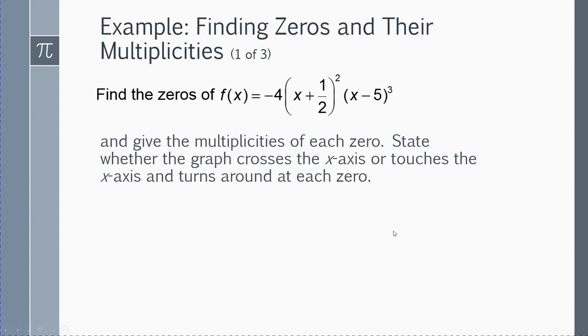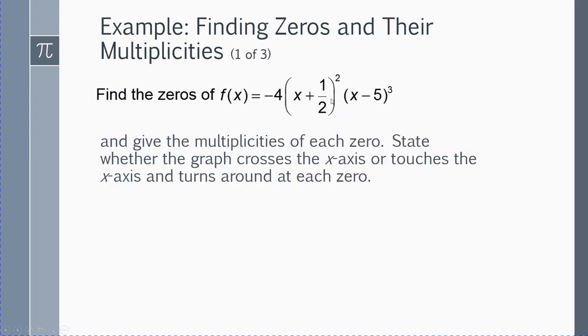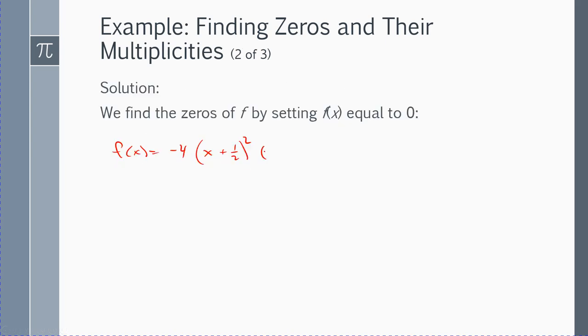All right, so the first thing we need to do is find the zeros of this function. So let me rewrite it over here. So f of x is equal to -4, and then in parentheses, x plus 1/2 squared, and then in another parentheses, x minus 5 cubed.